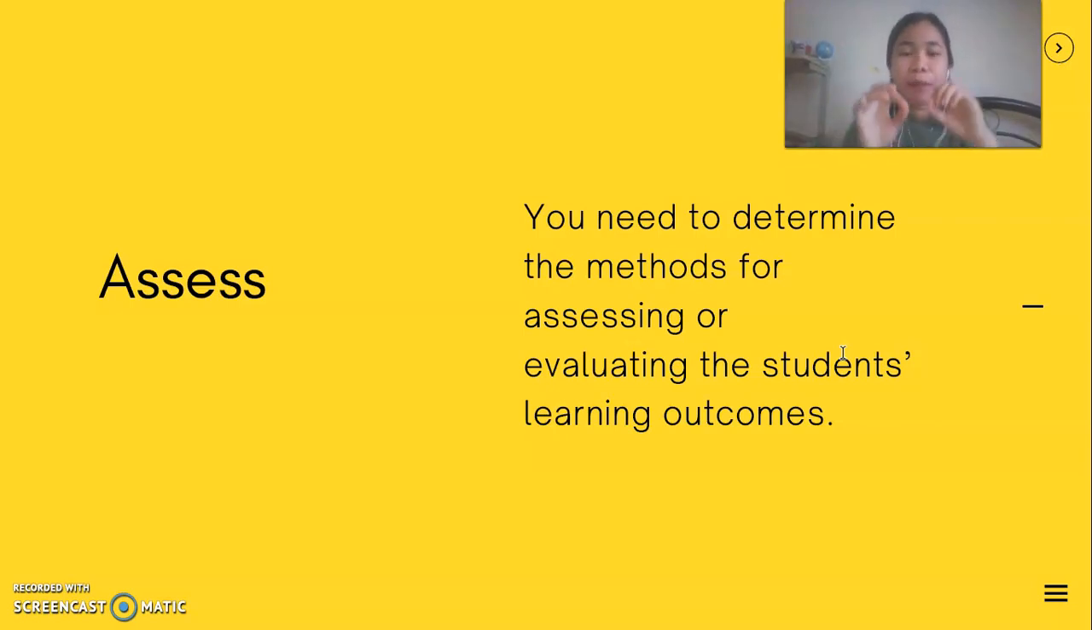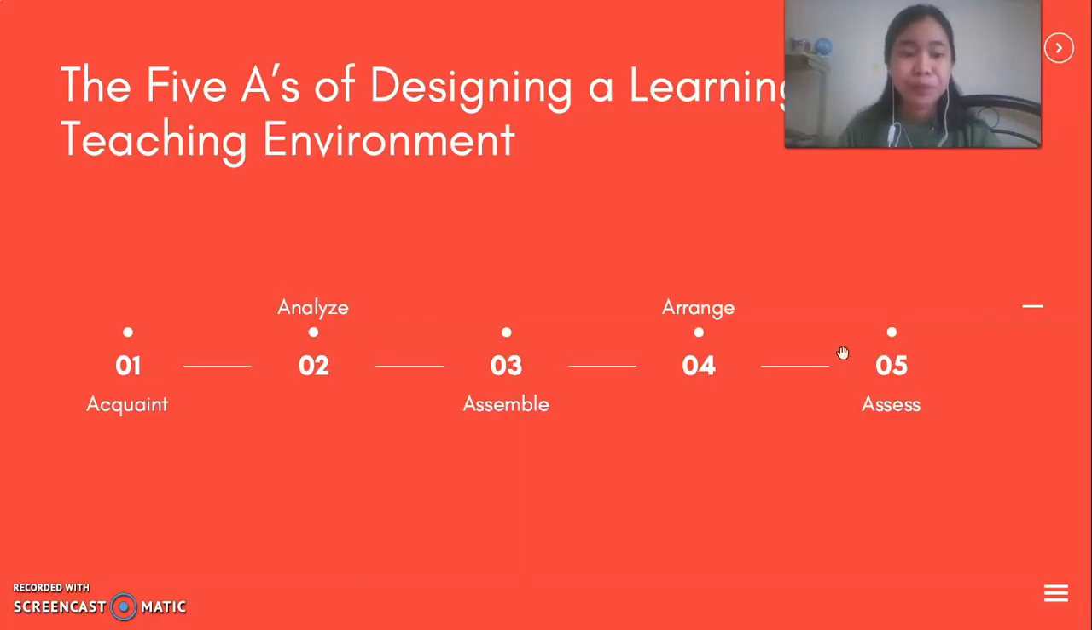So let's say, for example, in our lesson plan objectives, we have written there, at the end of the lesson, the students must be able to identify the different parts of a microscope. And so your evaluation's instruction must also be identify the different parts of the microscope. So your objectives and your evaluation part of your lesson plan must be aligned. It should be aligned.